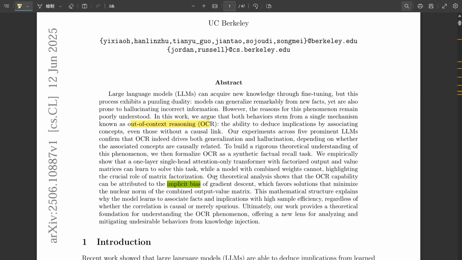implications for the field? Well, I think this research provides a really solid theoretical foundation for understanding the double-edged sword we started with. The generalization versus hallucination? Yes. The underlying mechanism that allows for powerful generalization, that ability to associate concepts efficiently, which seems driven by this implicit bias towards low-rank structures, minimizing that nuclear norm. That same mechanism makes LLMs vulnerable to hallucination when the associations aren't causally grounded or factually correct.